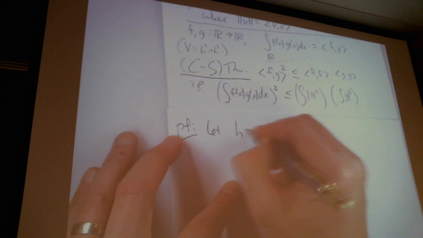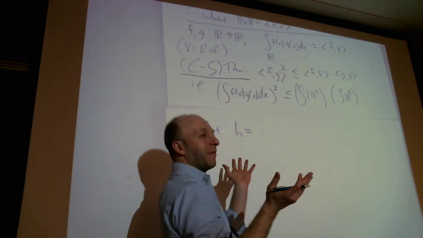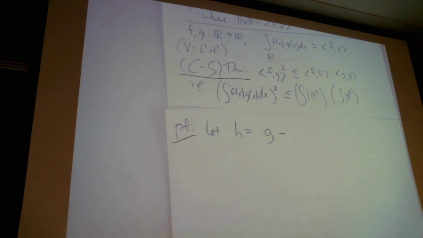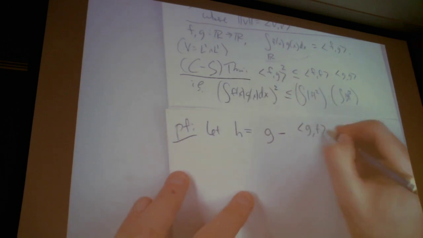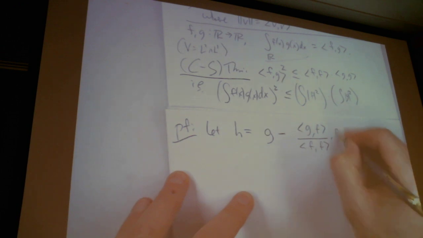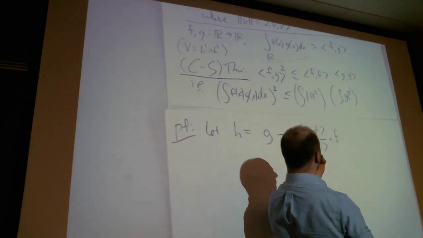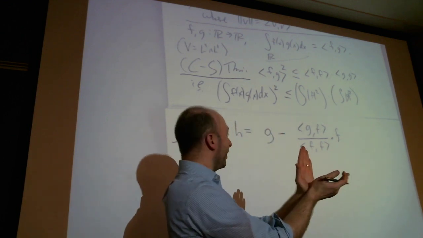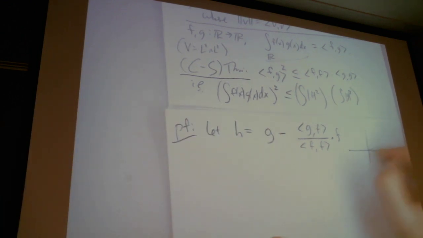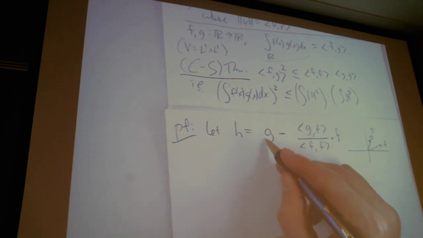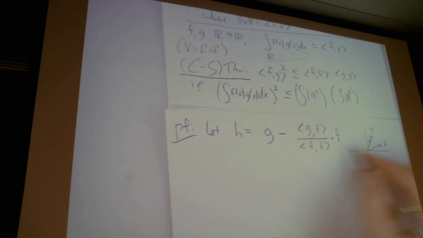So what you do is you let H be, you pretend you're dealing with vector spaces. You think like it's a vector space, and you take G, and you subtract off the projection of F onto G. How would you project F onto G? You would take the inner product of G with F, divide by the norm squared of F, and multiply by F. This is exactly what you would do with vectors. If you want to think vector spaces, we don't even have to go to R3. Here's F, and here's G. This thing is H. I take G, I subtract off the inner product of F with G, divided by the normalization of F. Okay?